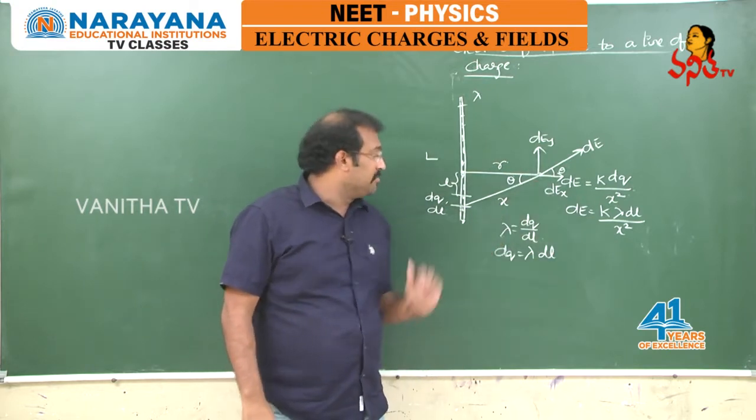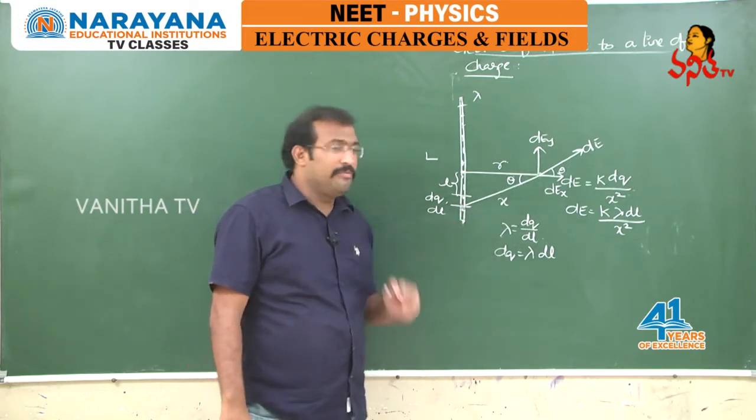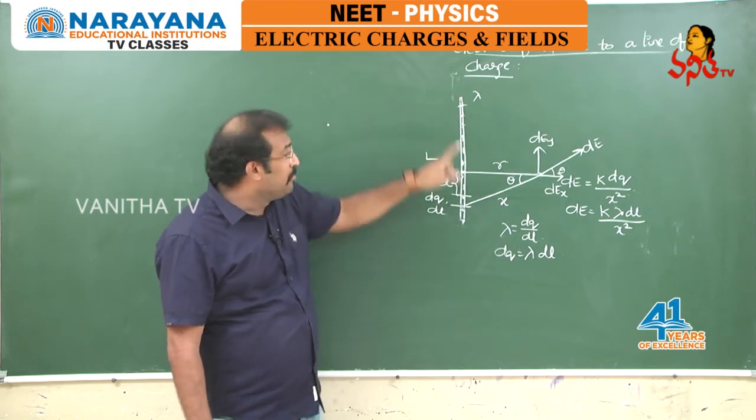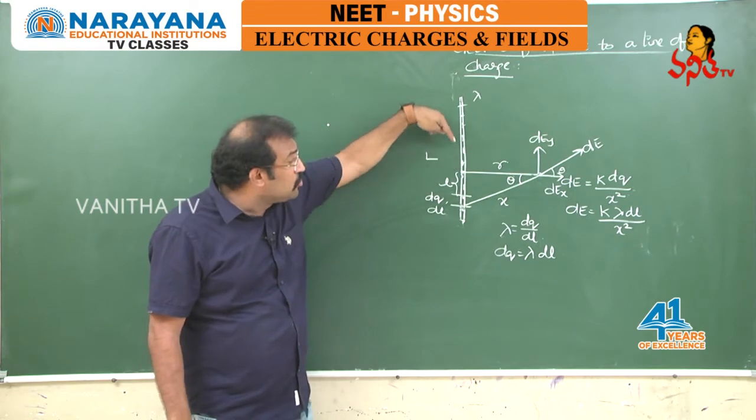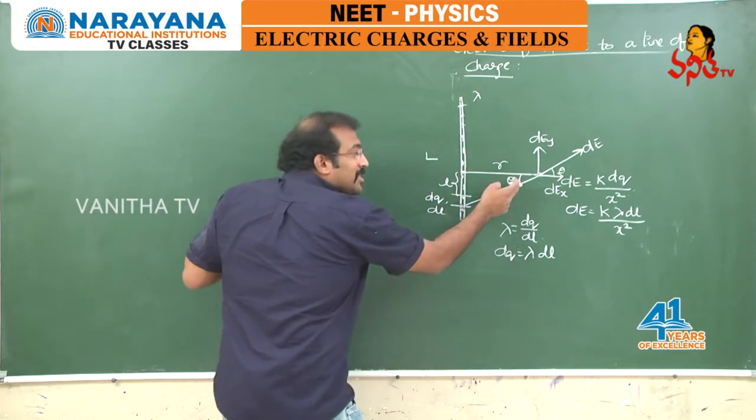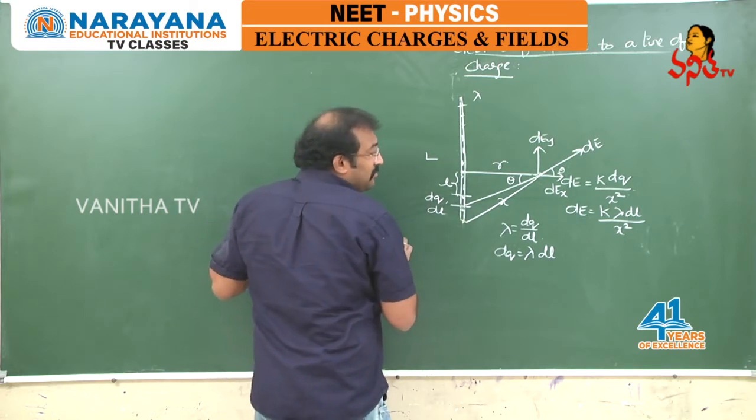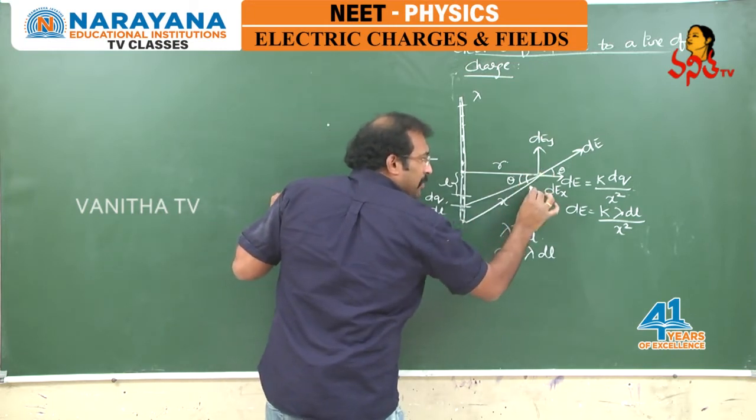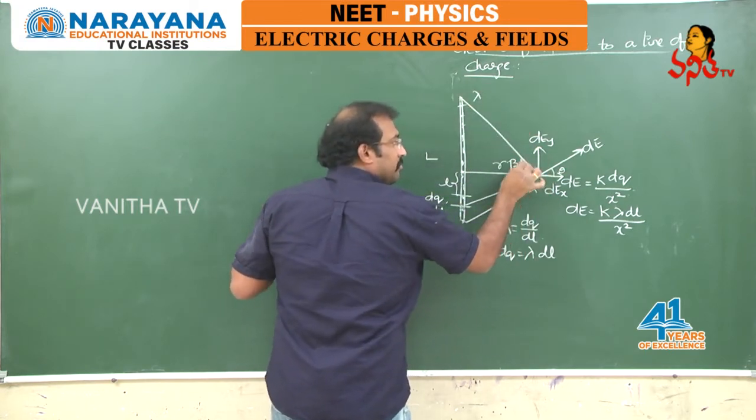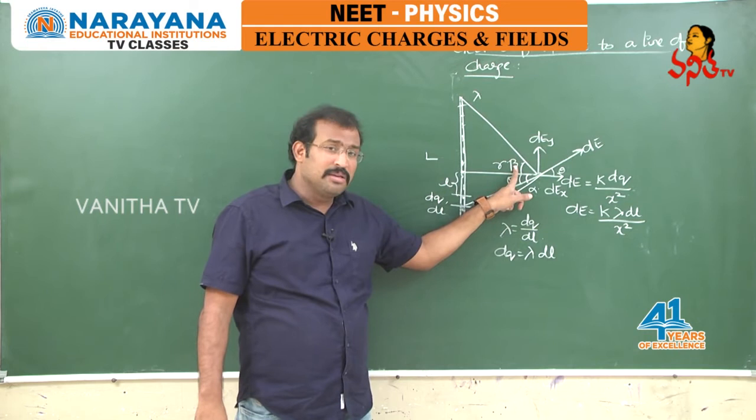So how to get the total field here? L is varying, x also will vary, angle also will vary. So I cannot do it from minus L by 2 to plus L by 2 because this perpendicular distance is not at the center. It is not bisecting it. So what I do is, I will vary this angle from this end to this end. First I will consider the angle made by the bottom end as alpha, and the angle made by the top end as beta.